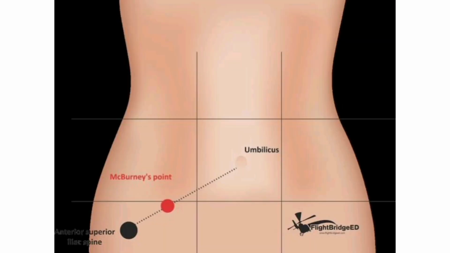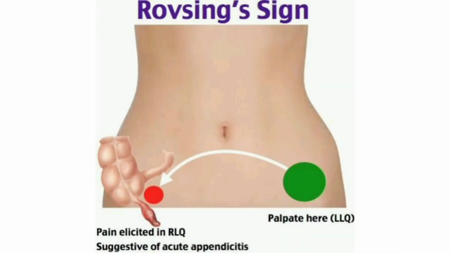Palpate for an area of local tenderness. McBurney point lies 2 inches from the anterior superior iliac spine on a line drawn from that process to the umbilicus. Palpate the tender area for guarding, rigidity, and rebound tenderness. For Rovsing sign, press deeply and evenly in the left lower quadrant, then quickly withdraw your fingers. Pain in the right lower quadrant during left-sided pressure is a positive Rovsing sign.